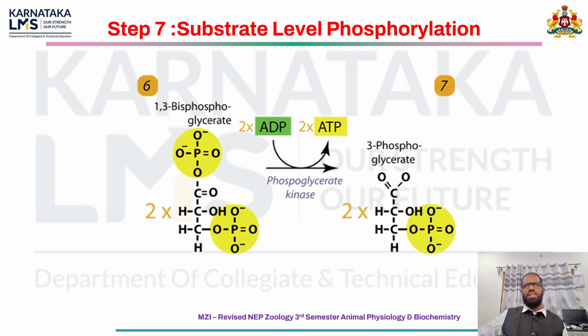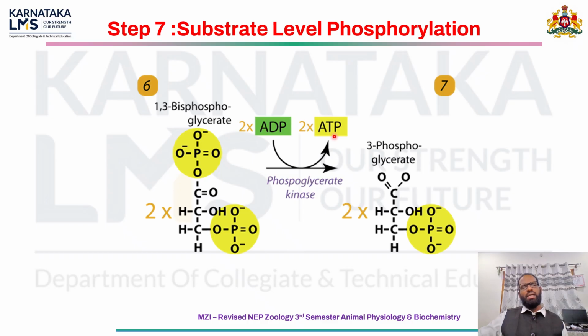Now we'll see how exactly this reaction will take place. Here you can see this is the 1,3-bisphosphoglycerate. One of the phosphate groups is present at this carbon atom, and the second phosphate group is present at carbon number 3. Now what will happen? The phosphate group attached to carbon number 1 will be donated to the ADP, and once it receives that phosphate group, the ADP will get converted to ATP.